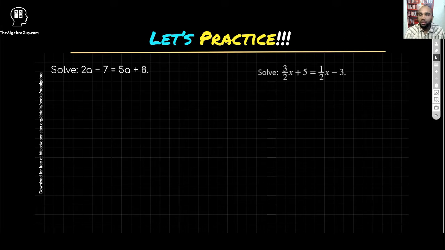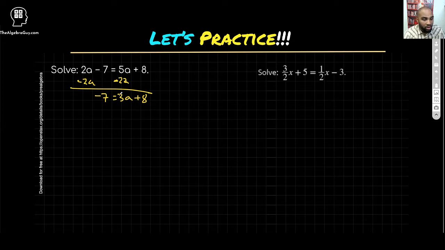All right, what about this one here? Let's get the variables on the same side. I'm going to subtract 2a. Subtract 2a. That's a subtraction. And that leaves me 0 over there, equals 5 minus 2 is 3a plus 8.